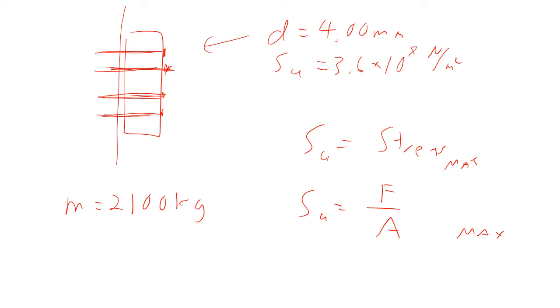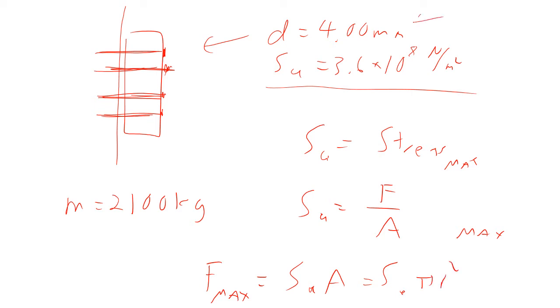Well, what force? We're going to find the force. So that means the maximum force that each one can handle. This is the shear strength. So this would be the maximum shear strength right here. So that means the maximum shear force is going to be S_U times A. So that'll be S_U times pi r squared. Well, r is going to be 2 millimeters if the diameter is 4.